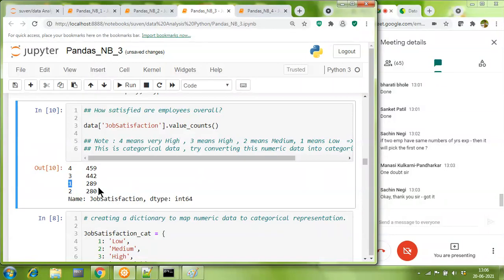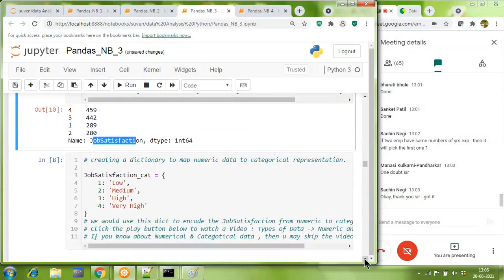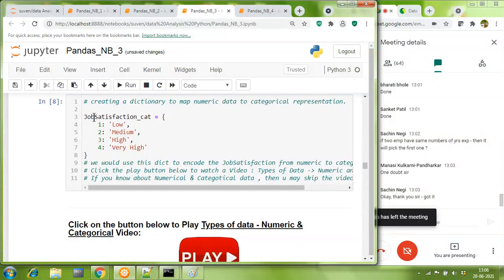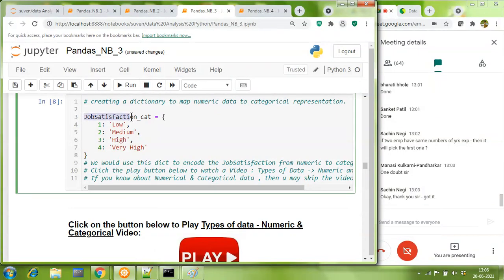Now, the job satisfaction column values are numeric: 4, 3, 1, 2. Can I map it? Can I change or replace it with some categorical data? Of course, why not? It makes sense also. So for doing that, I'm creating a job satisfaction underscore cat dictionary, where in this dictionary one indicates low, two indicates medium, and so on and so forth.